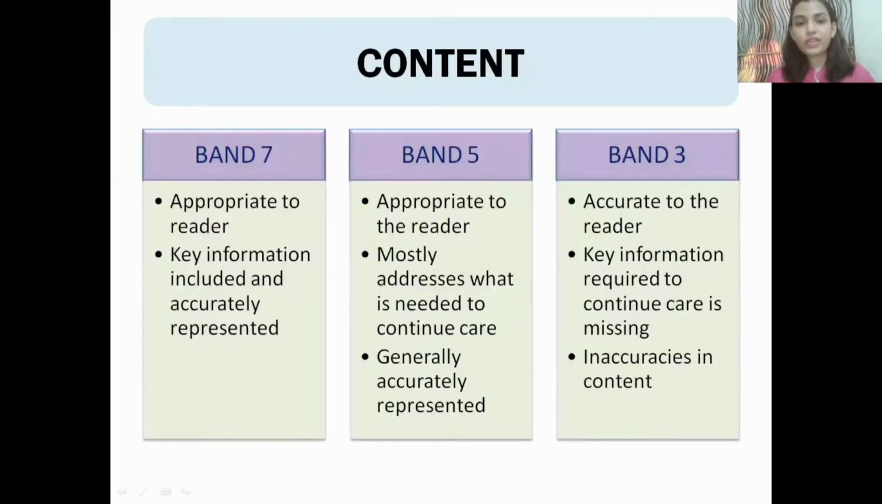Let's see the next criterion, that is content. So you should include all the relevant information. That means you are selecting the proper content. While selecting the appropriate information, you should ask yourself 2 questions. Number 1 is whether the patient knows the reader or not. Whether the reader and the patient know each other or not. And the second question is whether the information which you are selecting is really required for the reader to provide continued care or not. Okay, if yes, you should include the information.